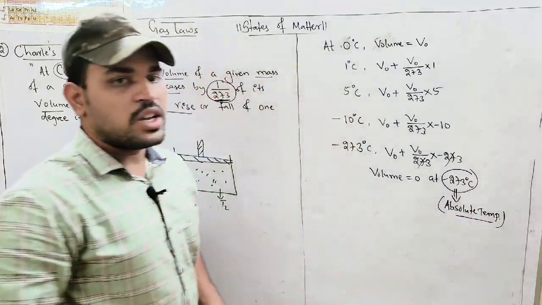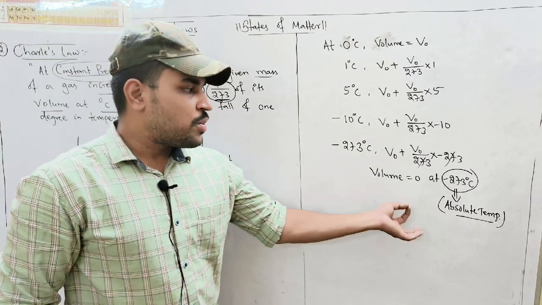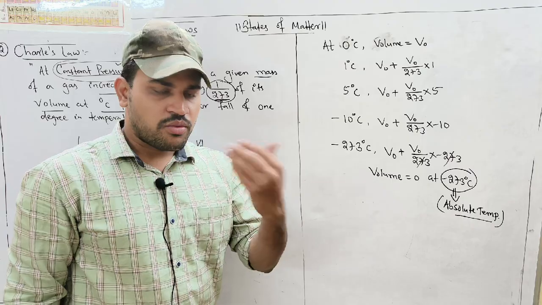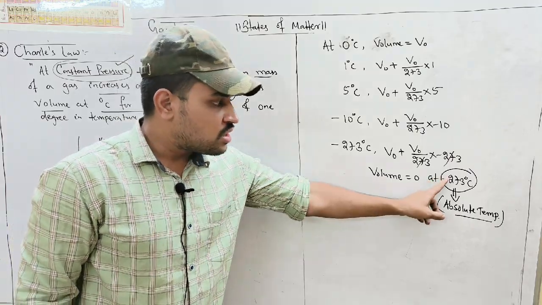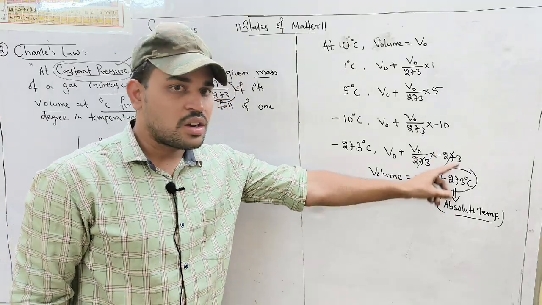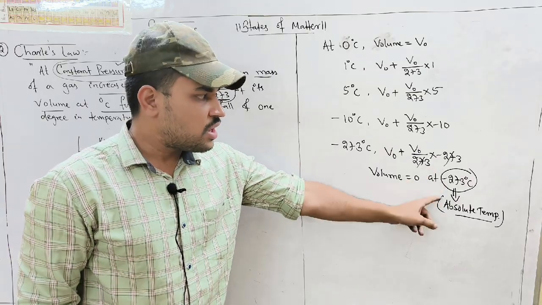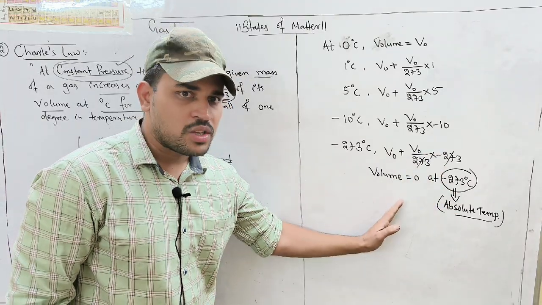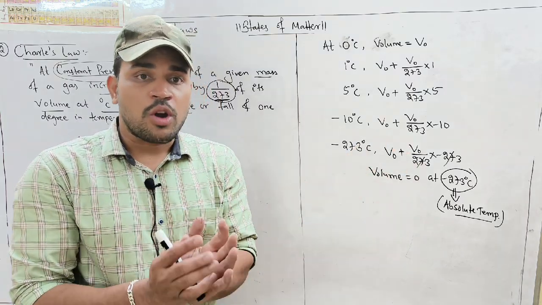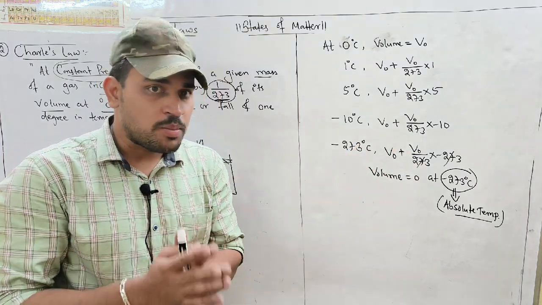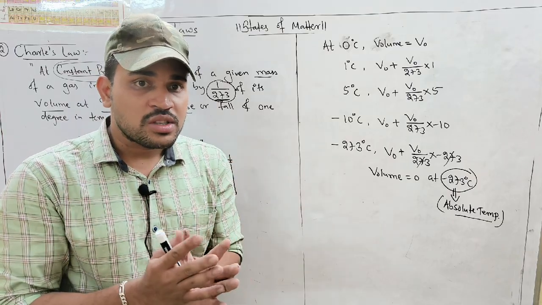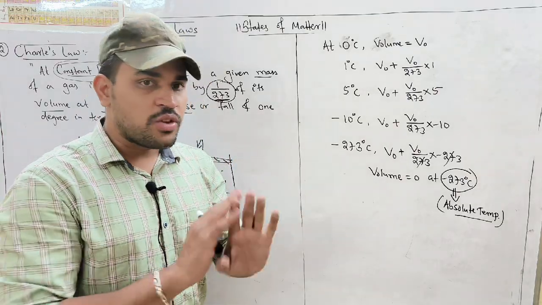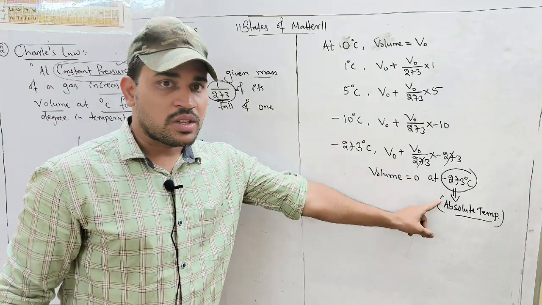So at this condition, what is going to happen? The volume becomes zero. And in further laws also, we are going to understand that minus 273 degrees centigrade is a hypothetical concept. But still at this temperature, the volume becomes zero, the pressure becomes zero, and the kinetic energy of the molecules becomes zero. What does it mean? All molecular motions cease to operate. Everything becomes zero at minus 273 degrees centigrade.